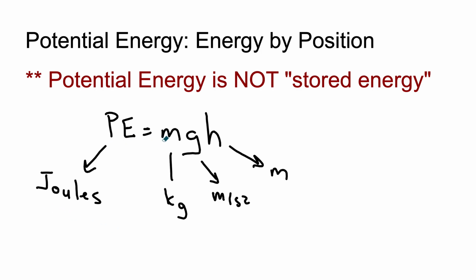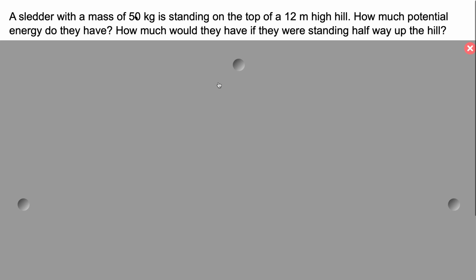So potential energy of an object is mass times the acceleration due to gravity times height. Now let's look at a problem. So I have a sledder, and the sledder has a mass of 50 kilograms. Now, a mass of 50 kilograms, that would be roughly 110 pounds. So they're standing on top of a 12-meter high hill. That's roughly a 4-story tall sledding hill.